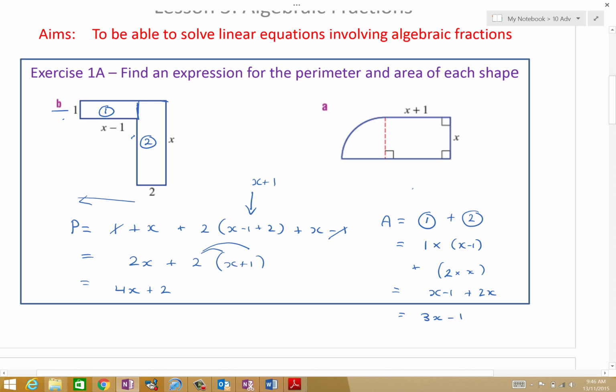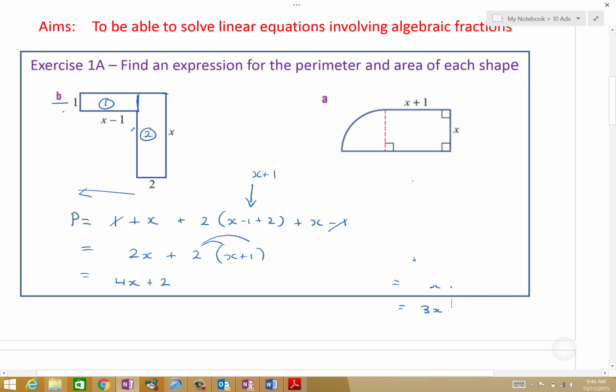Now, find an expression for the perimeter and area of each shape. I've just asked you to do that, but what happens if I was to tell you that over here, what happens if I was to give you an area? Let's have a look at this one over here. How would I find the perimeter of this shape in terms of x?